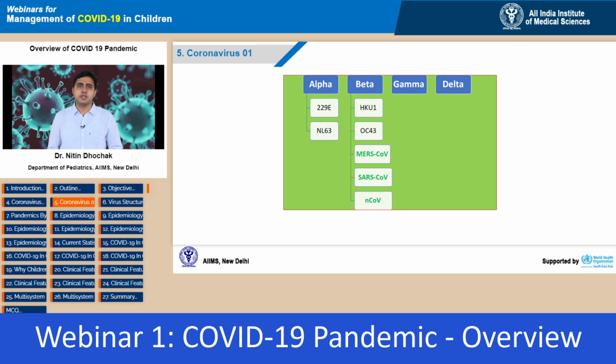Viruses causing previous pandemics, including Middle East respiratory syndrome and severe acute respiratory syndrome, and the current COVID-19 pandemic belong to the beta group. Genome wide analysis has shown that SARS coronavirus 2 shares nearly 80% and 50% sequence identity to SARS coronavirus 1 and MERS coronavirus respectively.